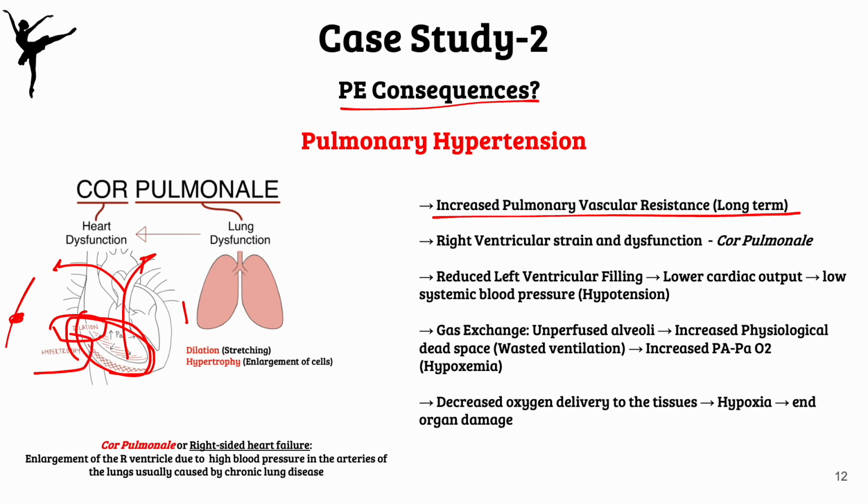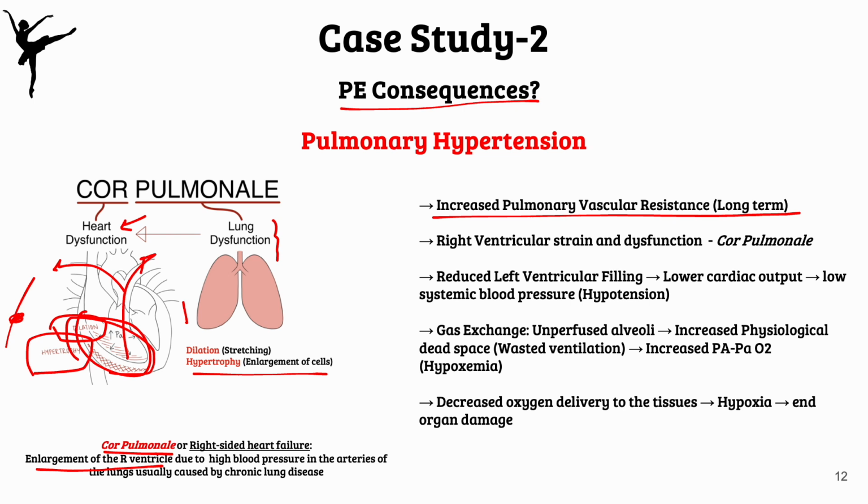That would lead to hypertrophy, initially physiological, later on becoming pathological hypertrophy, and that leads to a condition called cor pulmonale, where as a result of lung dysfunction, the heart starts to dysfunction. In this case, there's enlargement of the right ventricle.